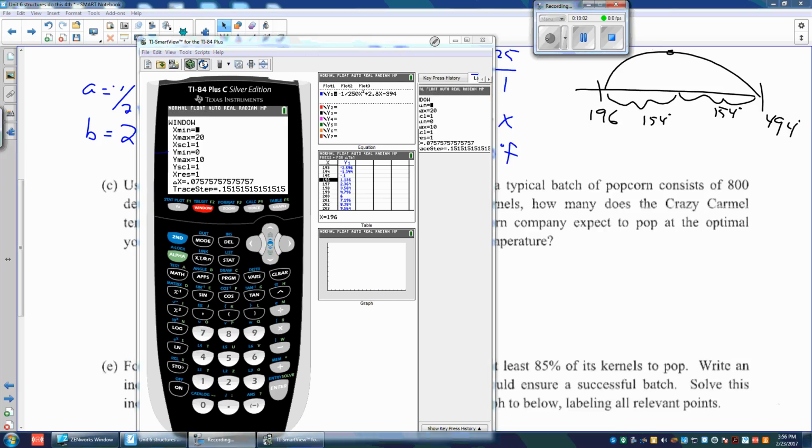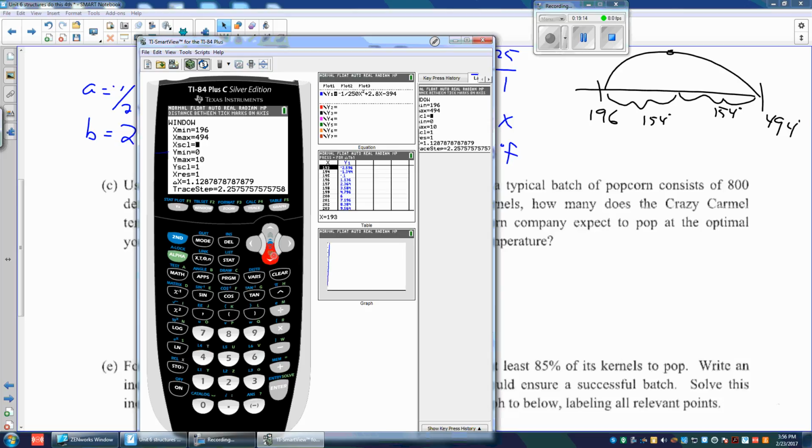0 command. I grab my window. The left-hand side is 196. That's the X minimum. The right-hand side is 494. That's the X max. Okay, and then the Y's. The Y minimum is 0. Why don't we make it -2? So I don't want to hit it that close. -2, and then the Y max was, I think, 350.